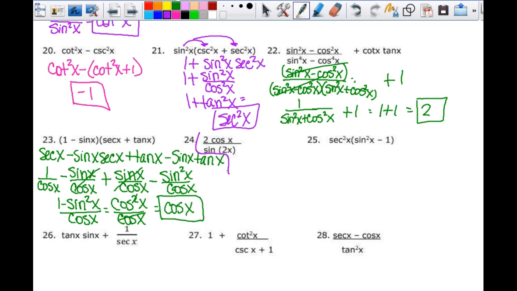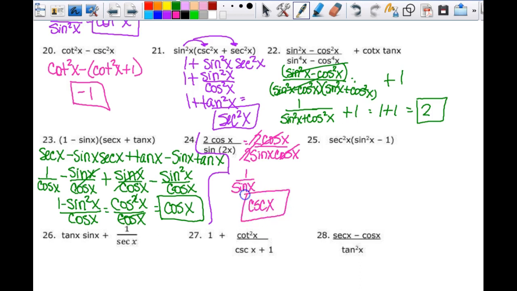So now, do this one here. So 2 times the cosine of x over sine of 2x. So 2 cosine x over, I only have one choice for this double angle. So that's 2 sine x cosine x. So the 2's cancel out, the cosines cancel out. I'm left with 1 over sine of x, which is cosecant x. All right.